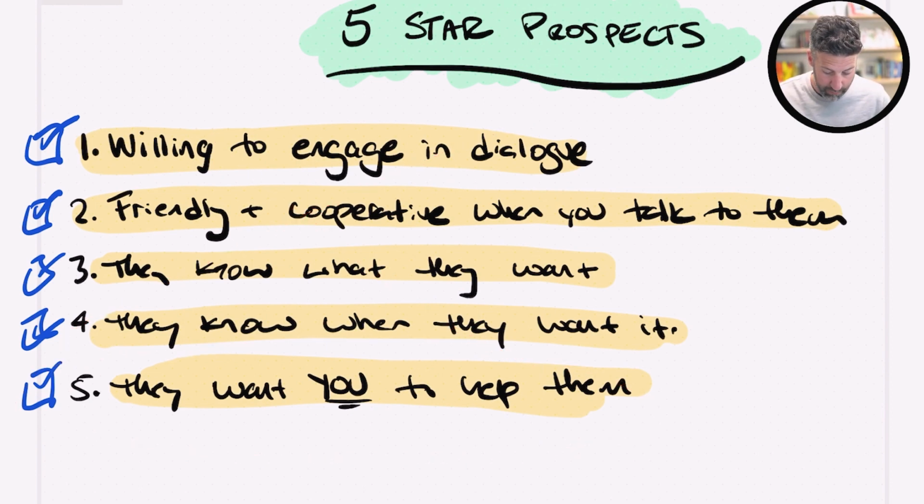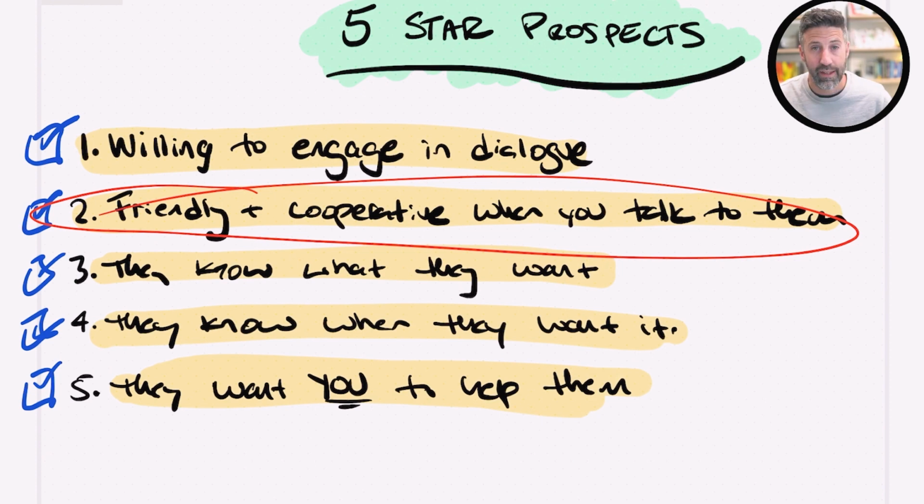Conversely, they might be missing the friendliness piece. They might be willing to engage, they might know what they want and when they want it, they might even want your help, but they're not friendly and cooperative when you talk to them. If they're not friendly and cooperative when you're talking to them in a sales conversation, it's a really good sign that they're not going to be friendly and cooperative when you're having to work with them. If you're asking them questions on your sales call and they're very closed off and say, hey, I got to think about this or I got to do that, then you end up having them as a client and you're like, hey, I need you to go do this or get this thing done. And they're the same way.